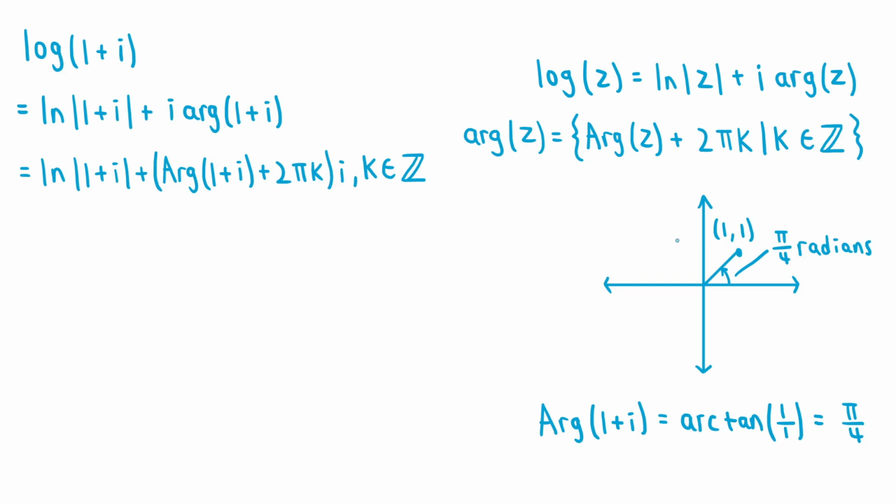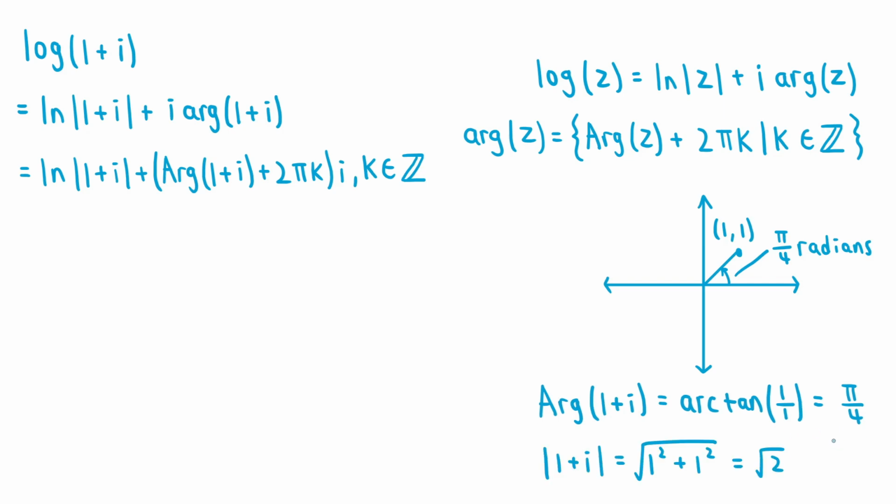If we want to calculate this, we can use the formula for the principal argument when the point is in the first quadrant, which is Arg of x plus iy with a capital A is equal to arctan of y over x. So using this formula, we can see that Arg of 1 plus i equals arctan of 1 over 1, which equals pi over 4. The absolute value of 1 plus i is the square root of 2 if we use the formula for the absolute value of a complex number. So if we plug in these values, the expression is equivalent to ln of the square root of 2 plus parentheses pi over 4 plus 2 pi k times i for all integer values of k.